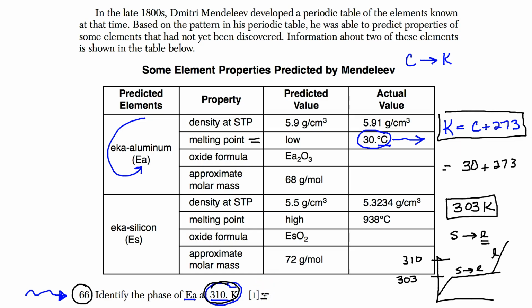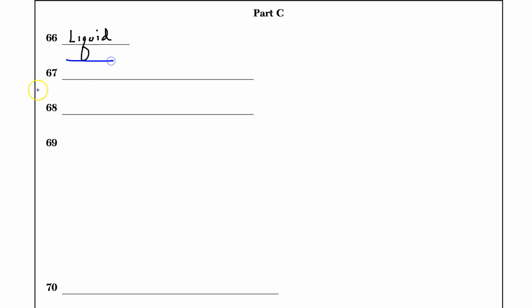So essentially, this question was about just converting your Celsius into Kelvin and then seeing if the current temperature is above its melting point to notice it was a liquid. That's it. All the rest of this stuff was not needed. I think it's very doable. Don't get intimidated by all this information. Let's get that down in the answer booklet. So I write liquid. That's it. Number 66. On to 67.